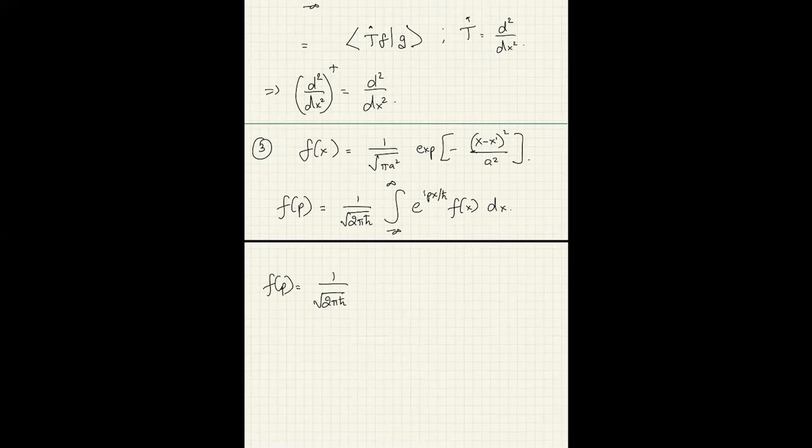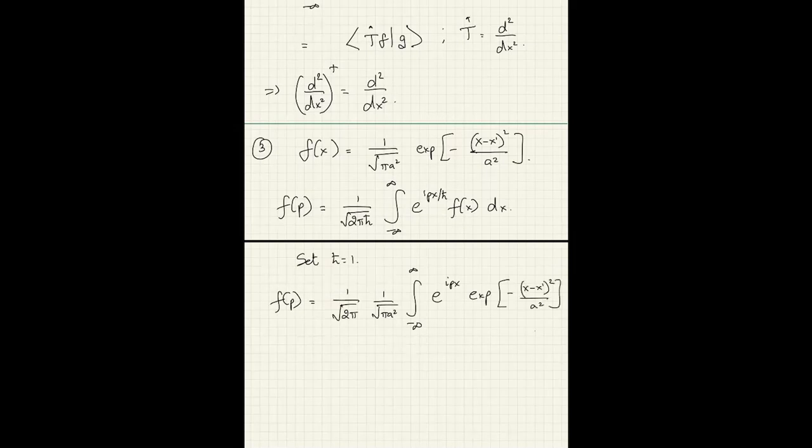So I'm going to do something that I probably shouldn't do, but I will do it nevertheless. I will set h bar equal to 1, so I don't have to carry multiple factors of h bar. Okay. We can put the h bars in later, or you can figure out how to put the h bars in later if you want. So I'll set h bar equal to 1 for this problem. So f of p would be 1 over square root of 2 pi. There is a 1 over square root of pi a square, minus infinity to infinity e to the ipx exponential minus x minus x prime the whole square over a square dx.